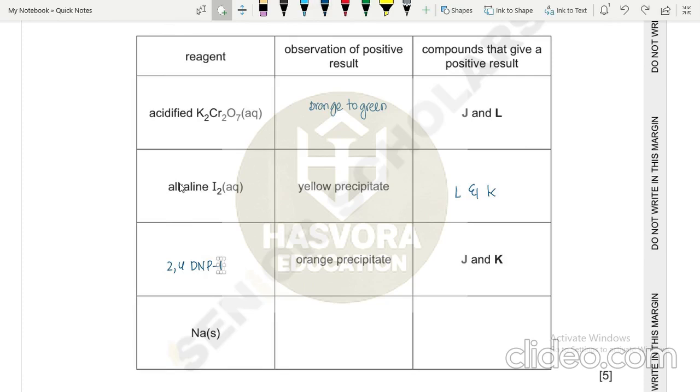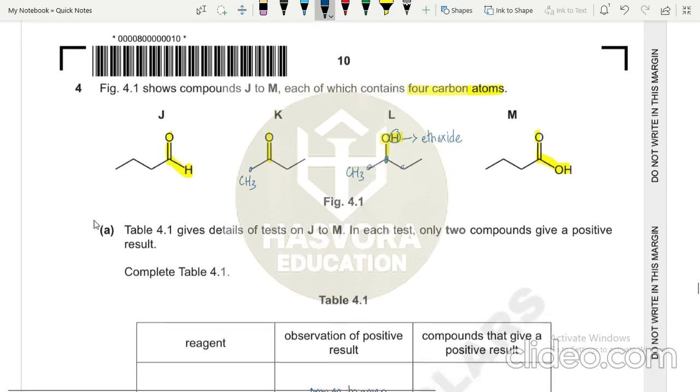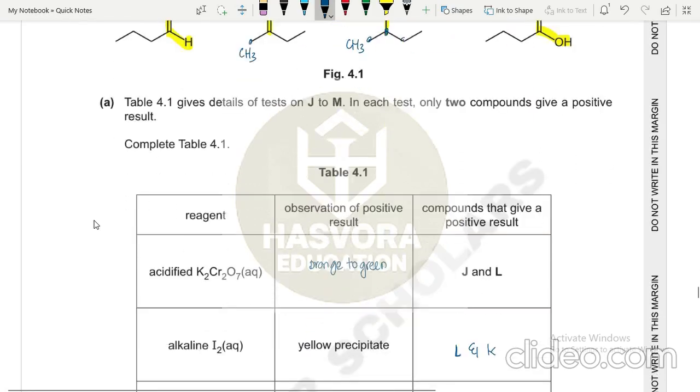Let me just remove this 2,4-DNPH. With the sodium, only the OH and the carboxyl group will react. This will form the ethoxide, or you can say this H will be replaced with the sodium. This will form a type of organic alkali, and the carboxylic acid will react to form salt plus water.